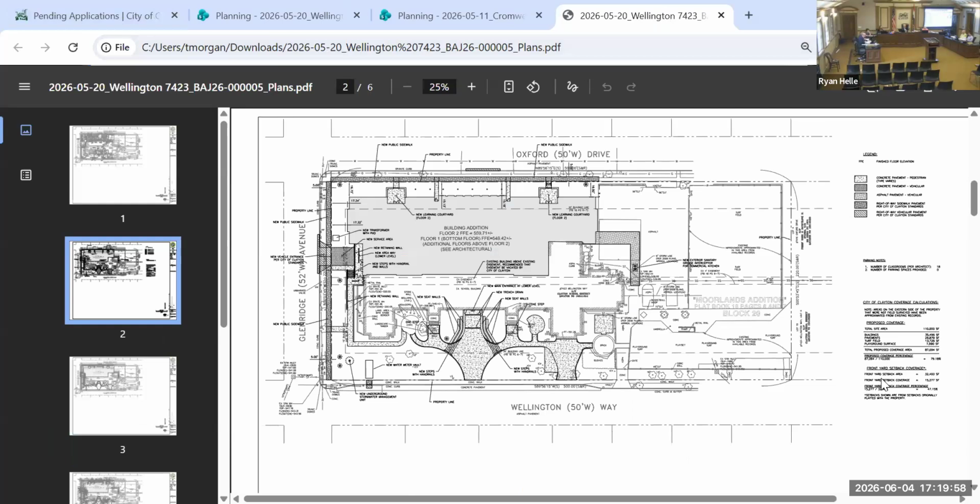Moving on to the second application, an appeal from Michael Younglove, who's the applicant on behalf of the School District of Clayton, the owner for the property located at 7447 Wellington Way. Someone here to talk about this? Before we go further, Rebecca, we'll swear you in. Okay.